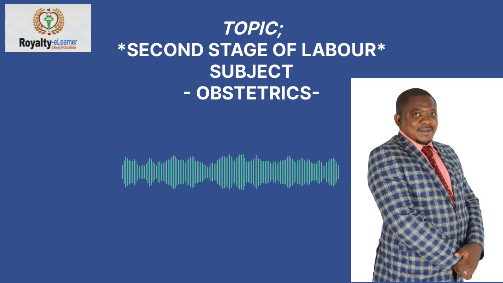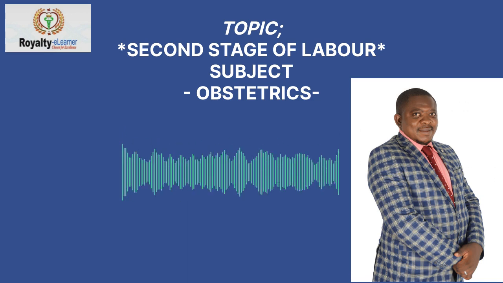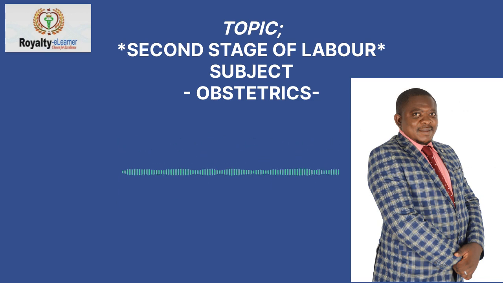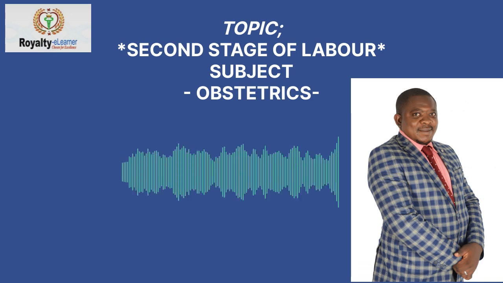Okay, so there you have it. Today we have been looking at the second stage of labor. And in looking at the second stage of labor, we defined it as the period from full cervical dilatation up to the time the baby is born. When you're talking of a primigravida, it lasts 30 to 45 minutes, and it should not exceed an hour. When you're talking about a multigravida, it's 15 to 30 minutes and should not exceed 30 minutes.